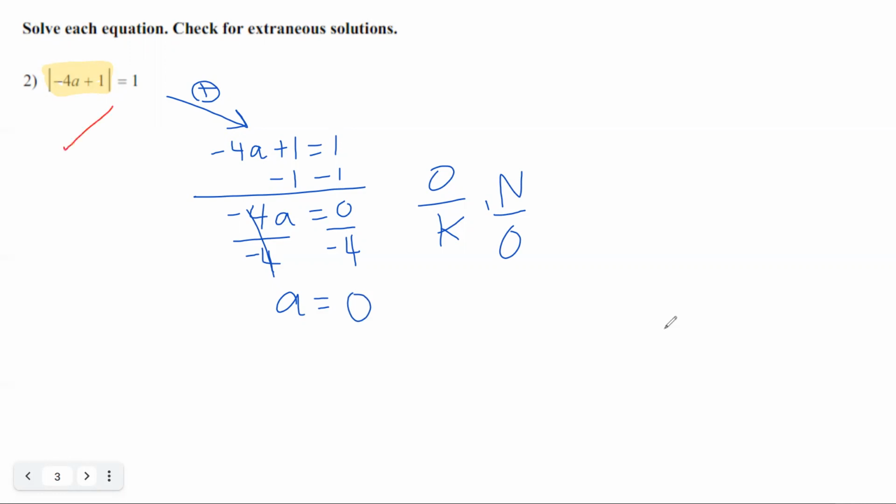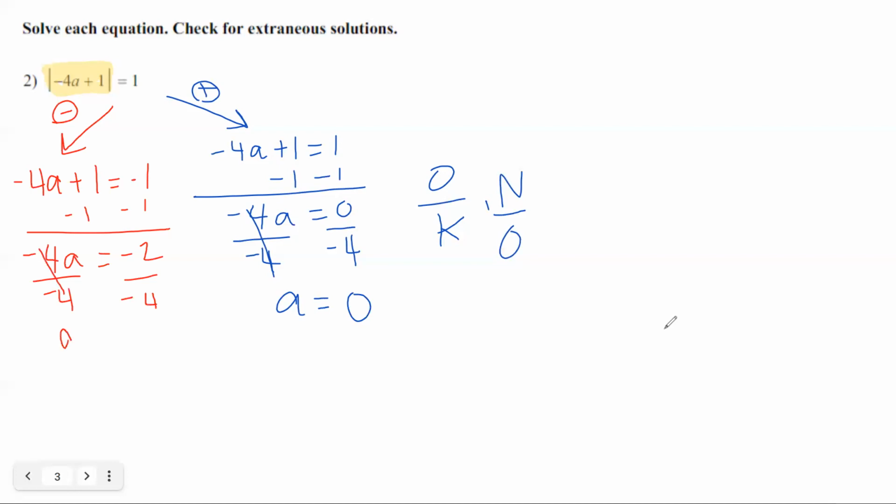Let's consider our negative case. -4a plus 1 is equal to -1. Nothing inside the absolute value changes because absolute values are always positive. We're going to solve for a, so we're going to subtract 1 on both sides. -4a equals -2. I'm going to divide both sides by -4 again to get a is equal to 2/4. A negative divided by a negative is a positive, or I can reduce this to 1/2.